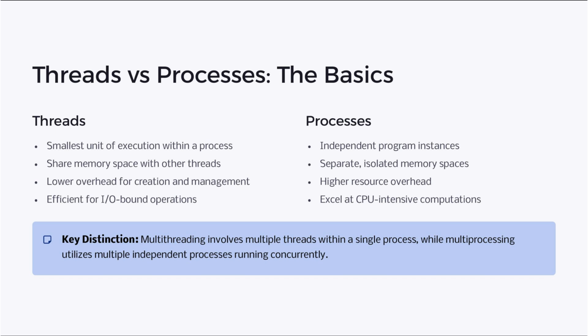Threads are the smallest execution units within a process, sharing memory space, and are efficient for input/output-bound tasks due to lower overhead. Processes are independent program instances with isolated memory, suitable for central processing unit-intensive tasks despite higher resource demands. Multithreading uses multiple threads in one process, while multiprocessing involves independent concurrent processes.